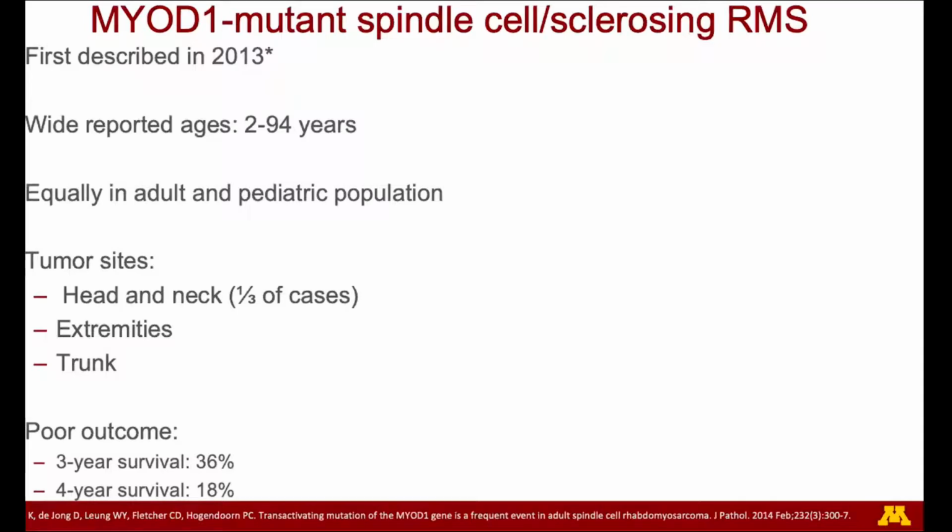MyoD1 mutant spindle cell sclerosing rhabdomyosarcoma was first described by Dr. Szuhai in the Netherlands in 2013. This subtype is probably the most well-recognized subtype of spindle cell sclerosing rhabdomyosarcomas, with 4 available series since then. They occur in a wide range of ages, and 1/3 of them occur in the head and neck region, followed by extremities and trunk. Unfortunately, they have a very poor outcome, with a 3-year survival rate of 36% and a 4-year survival of only 18%.